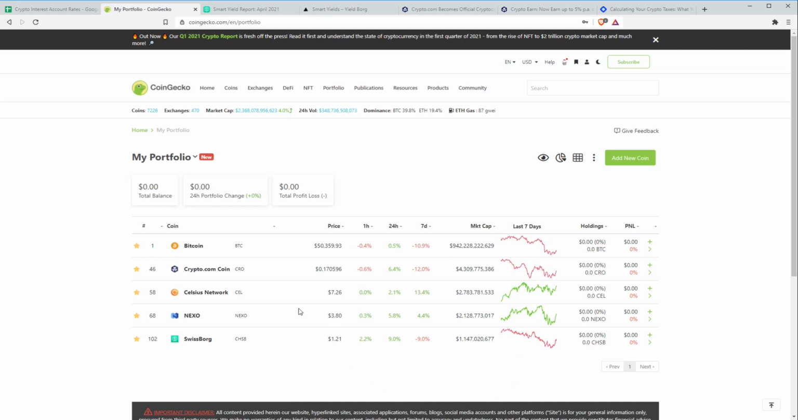But after a bit of a nightmare a couple of weeks ago for Celsius, it's had some strong gains again since then. Nice to see for Celsius holders and those of you who are getting paid out in CEL token. Swissborg's been on a bit of a slide as well over the last month or so. Nice to see just in the last day a little bit of a spike back up, but still down 9% over the last week, outperforming Bitcoin slightly, but not a fantastic week for that.